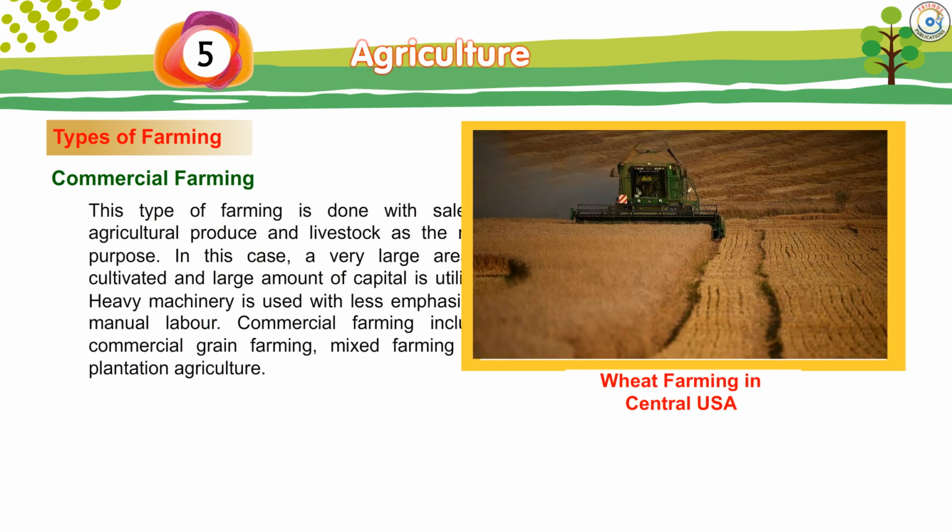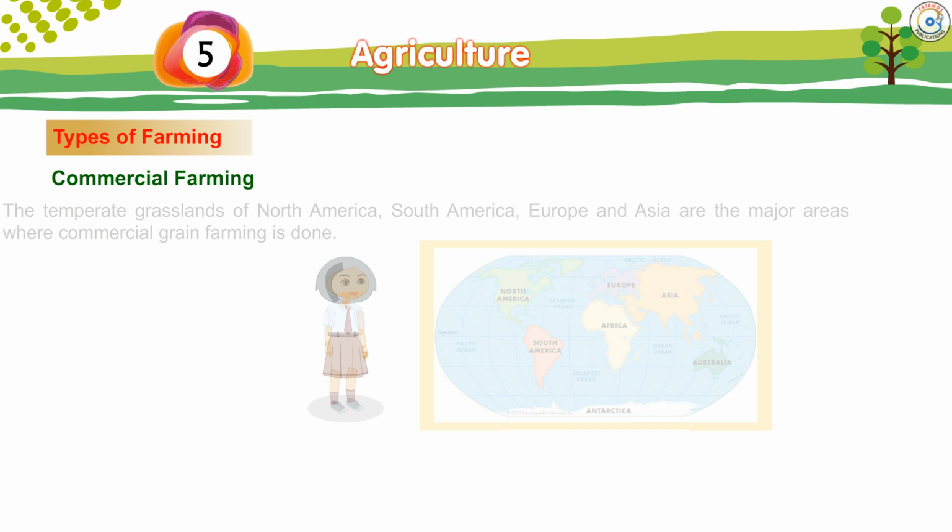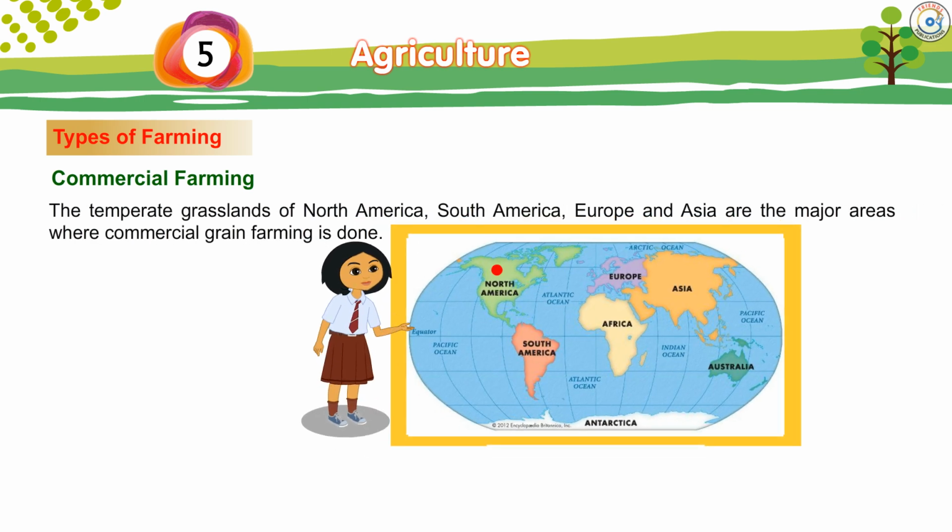Commercial farming. This type of farming is done with the sale of agricultural produce and livestock as the main purpose. In this case, a very large area is cultivated and a large amount of capital is utilized. Heavy machinery is used with less emphasis on manual labor. Commercial farming includes commercial grain farming, mixed farming, and plantation agriculture. The temperate grasslands of North America, South America, Europe, and Asia are the major areas where commercial grain farming is done.